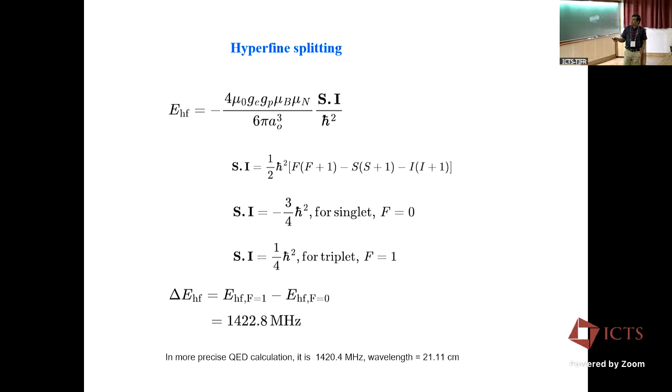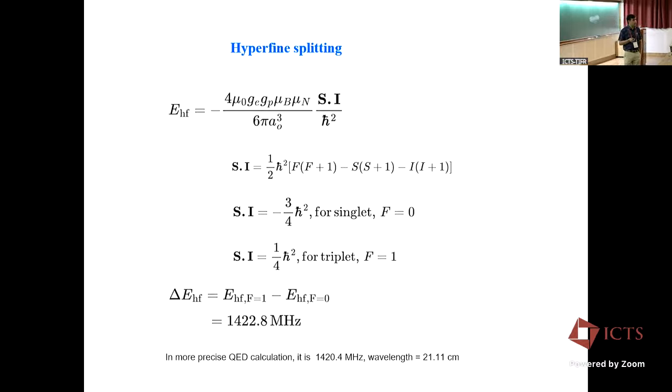So there are some constants, but then you also have this S dot I. S is the spin vector of the electron, and I is the spin vector of the proton. Now, if we further elaborate it, S dot I can be written as this. S dot I is an operator, and you know how to write that operator in terms of F, S, and I. So S dot I is this.